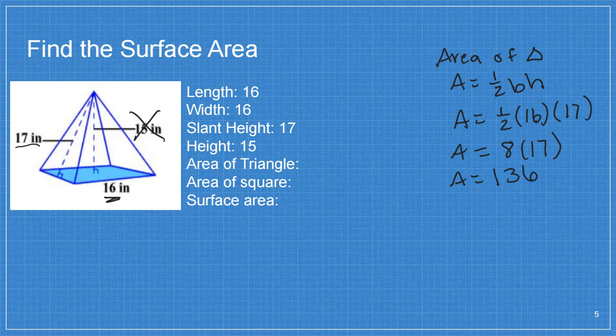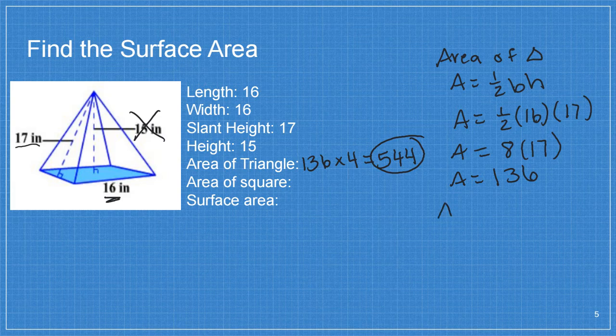So the area of one triangle is 136, but since I have a square base, I have 4 different triangles. So what is 136 times 4? That equals 544. So that would be the area of all 4 of my triangles.